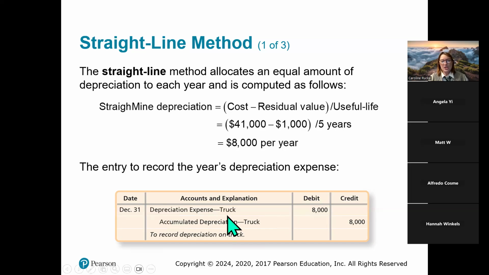We have depreciation expense of $8,000 and accumulated depreciation on the truck of $8,000. The accumulated depreciation is a contra asset to the book value of the item. Remember this from previous when we were talking about year-end closeouts and things like that. I know this book does everything backwards, right?